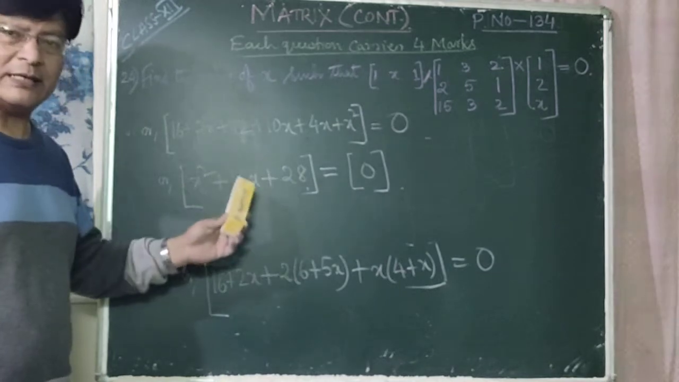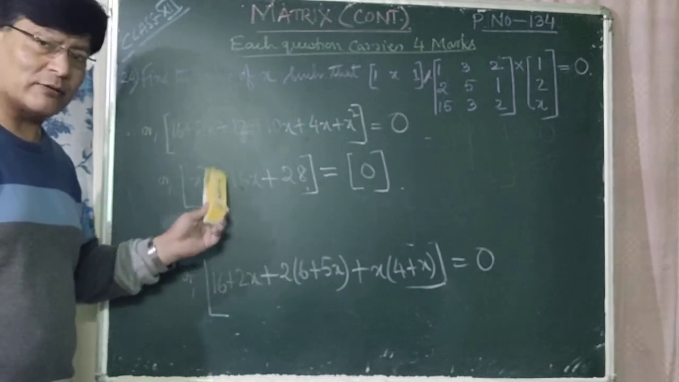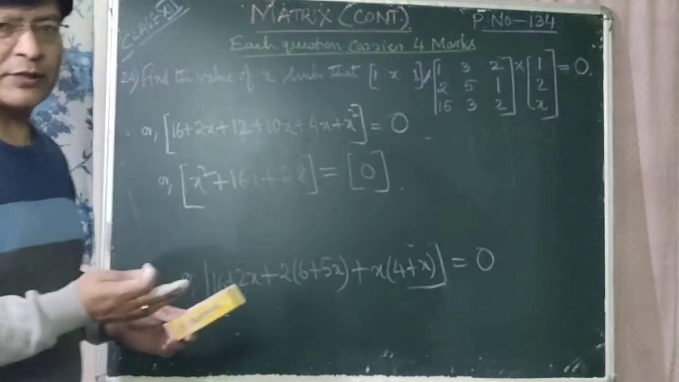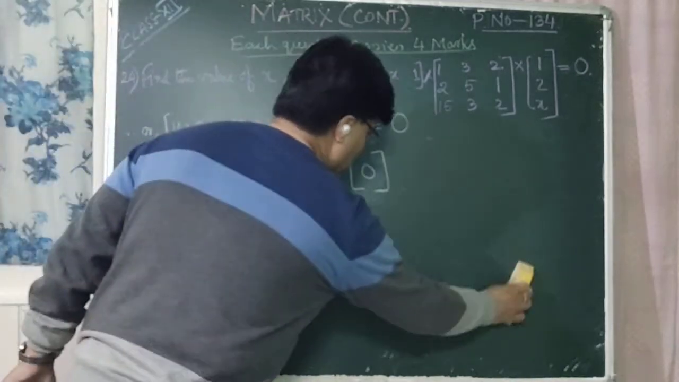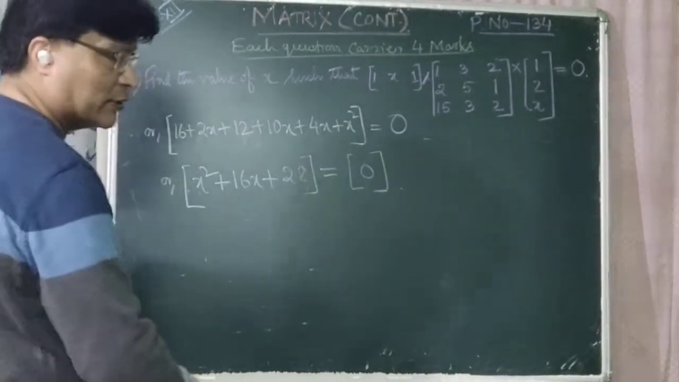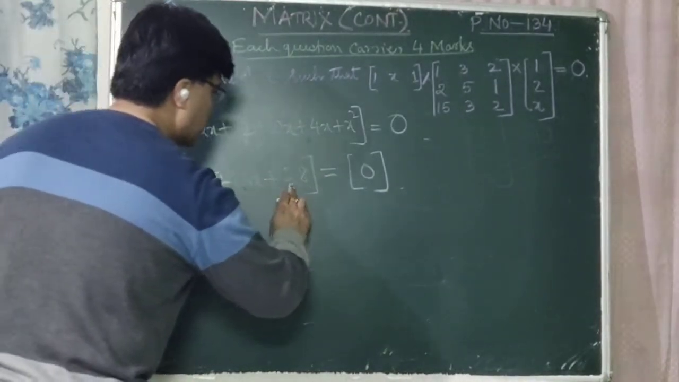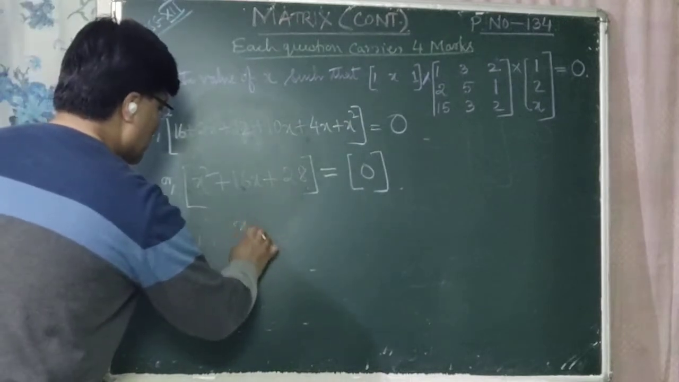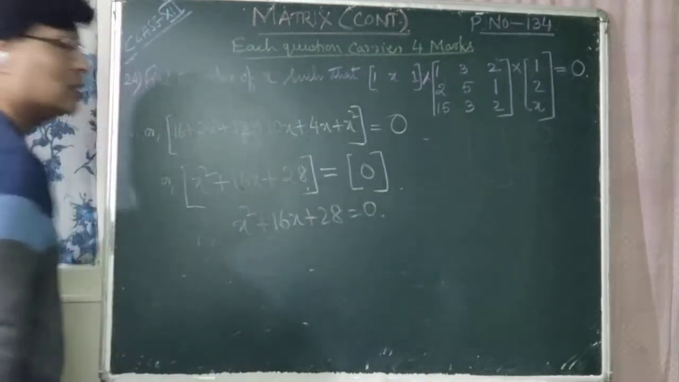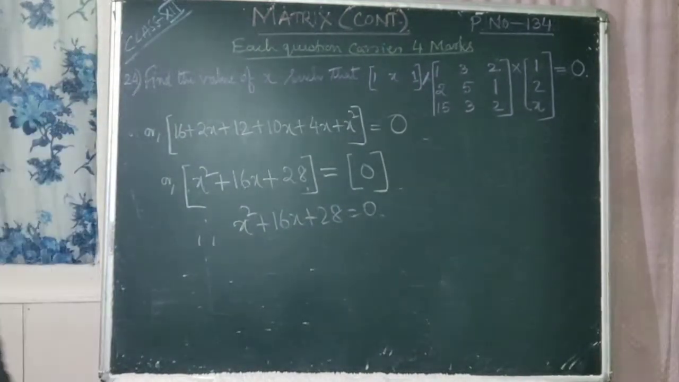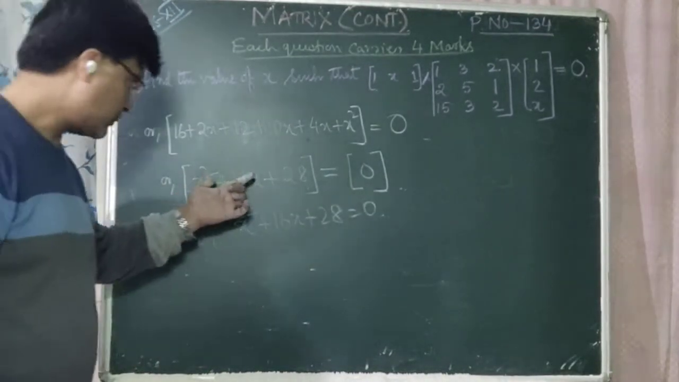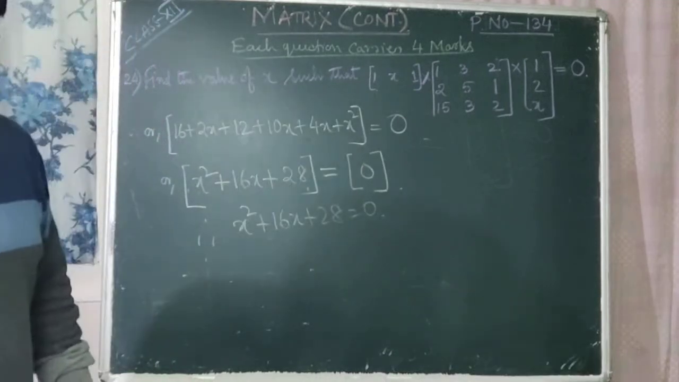This matrix contains only one element, so it is of order 1 cross 1. So this null matrix should be of order 1 cross 1. That is, within matrix M there is only 1, 0. So now these are the equality of two matrices. So you can equate the two elements. That means this first element is equal to first element only. So x square plus 16x plus 28 is equal to 0. You can equate the elements only, because this is the equality of two matrices. That means these two elements must be equal, right?